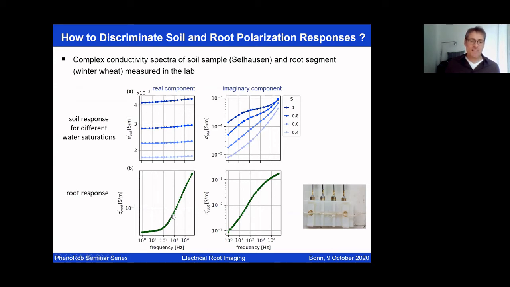This, on the other hand, is the response of a root. In this case, I think it was winter wheat, if I'm not mistaken, which if you now compare the values here, this is orders of magnitude larger in terms of imaginary conductivity, so polarization strength, than what we have here for the soil. So that is, of course, one important aspect.